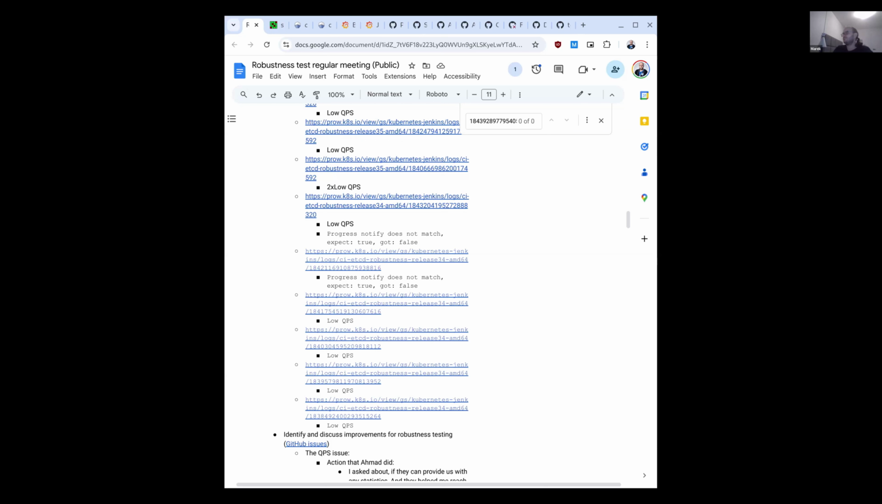It's a valid point that we should ask ourselves why we need QPS, and is it a worthy metric? But for the periodic tests, we should have a guarantee that the tests are healthy.